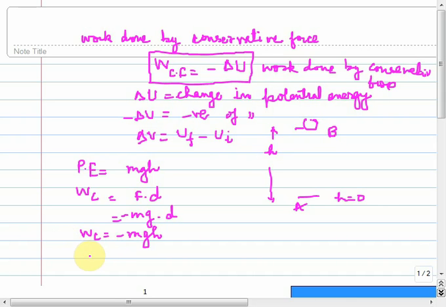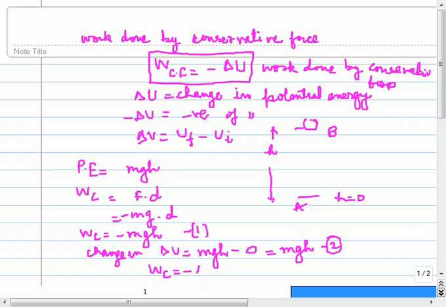And what is the change in potential energy? Change in potential energy, delta U, is equal to final potential energy, which is mgh, minus initial potential energy, which is 0 at h equal to 0. So delta U is equal to mgh. Now you see from these 1 and 2 we can very well verify that W_C is equal to minus delta U_C. Again I am repeating that potential energy is only defined for conservative forces.